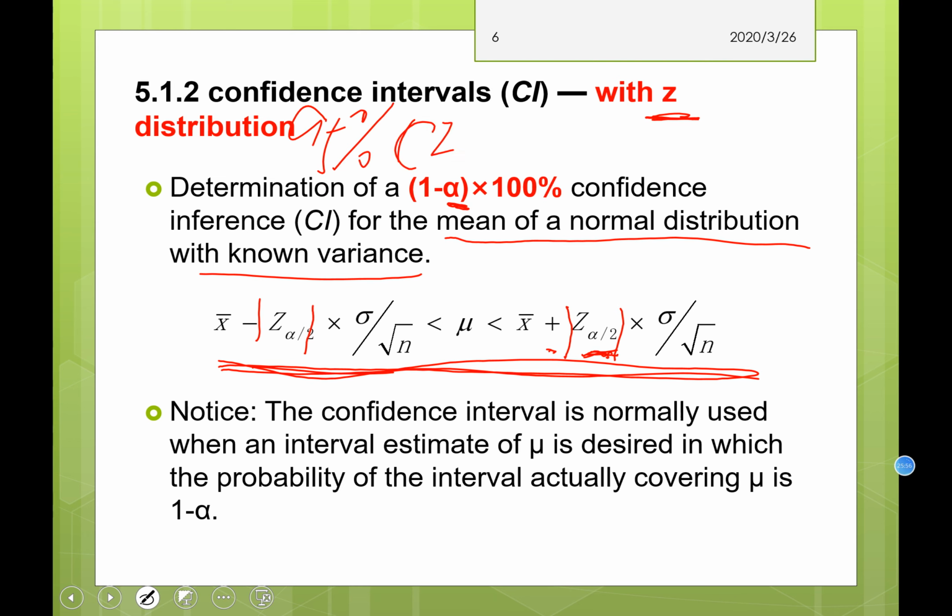So that means 95% equals 1 minus alpha. So alpha equals 0.05. So half alpha should be 0.025. And with this probability, we can find out its corresponding z alpha in table A1. So that is the meaning of z half alpha. Okay, so the 1 minus alpha confidence interval is between these two numbers. It's the range between these two numbers.